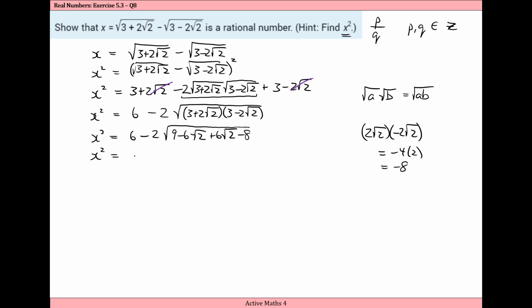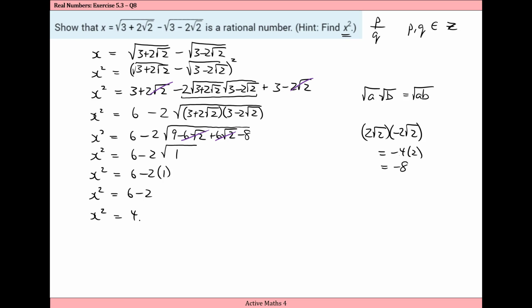Okay, so x squared is equal to 6 minus 2 on... Now, we have, underneath the square root sign, a minus 6 root 2 and a plus 6 root 2, so they give us 0. And then we have 9 minus 8, which is the number 1. On the next line, we have x squared is equal to 6 minus 2 by... The root of 1 is just 1. So x squared is equal to 6 minus 2. x squared is equal to 4.